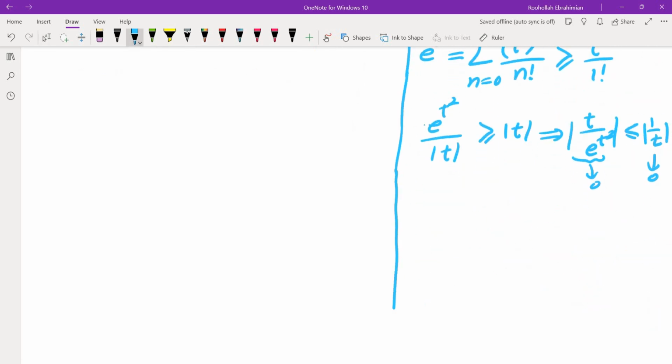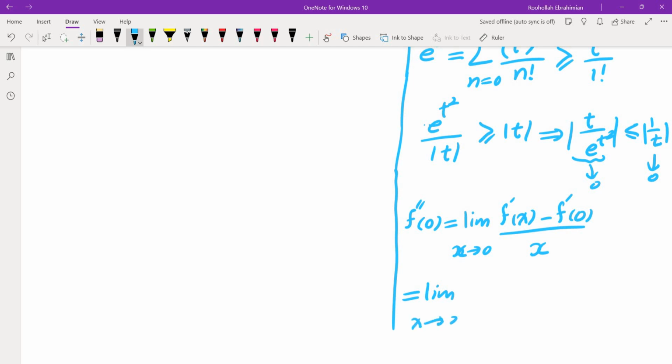So now I will look at f double prime and see what I can do, see what we need to prove, and then we'll write down the proof. So far we showed that f prime of 0 is 0. So now let's look at f double prime of 0. This is the limit as x approaches 0 of f prime of x minus f prime of 0 divided by x. In order to prove that this is 0, I need f prime of 0, which we already showed is 0. So I need f prime of x.